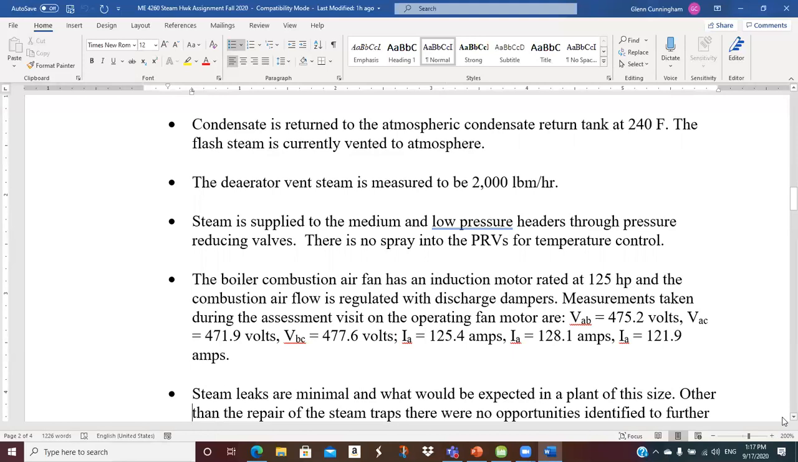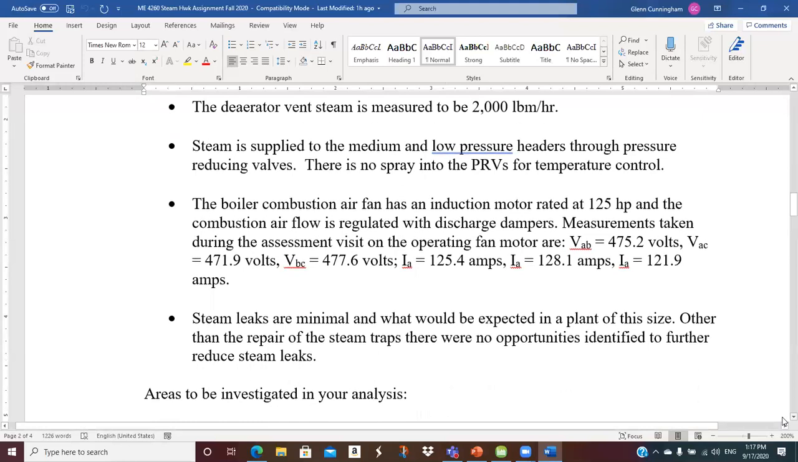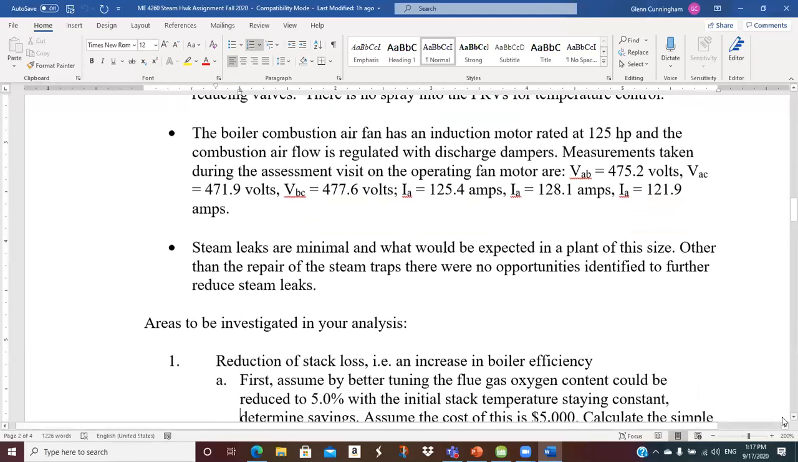Assume that's IA, IB, IC. I guess a little cut and paste action there, sorry. Steam leaks are minimal and what would be expected of a plant this size. Other than the repair of steam traps, there are no opportunities identified to further reduce steam leaks.